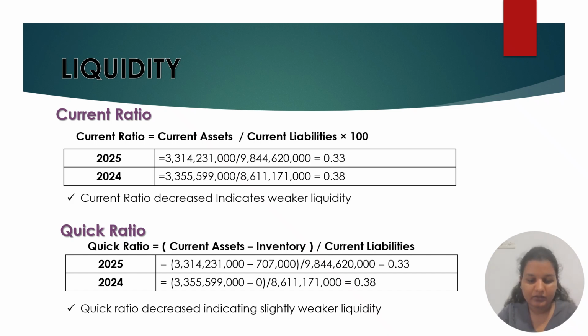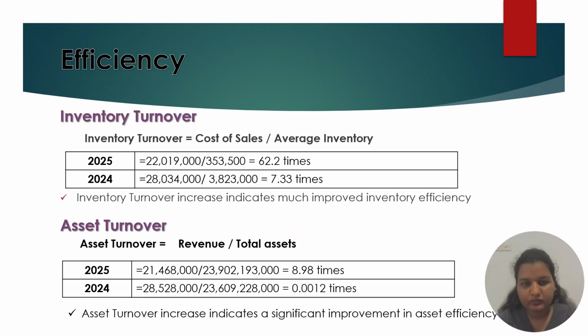Next one is quick ratio. The quick ratio is calculated as current assets minus inventory divided by current liabilities. Quick ratio is 2025 0.33, 2024 0.38. Quick ratio decrease indicates slightly weaker liquidity compared to the previous year.